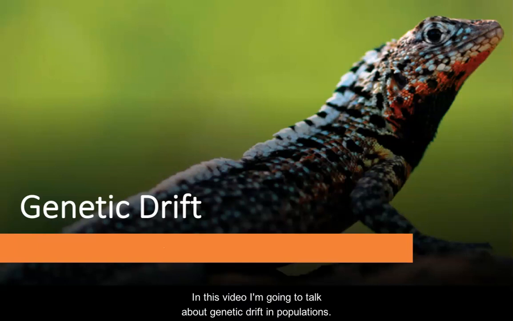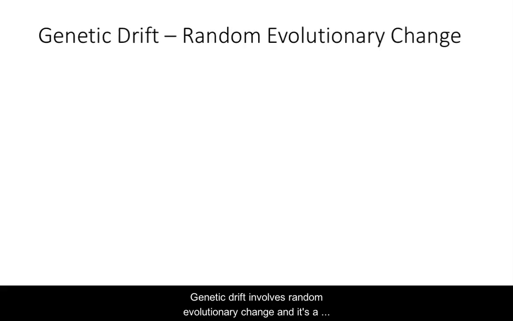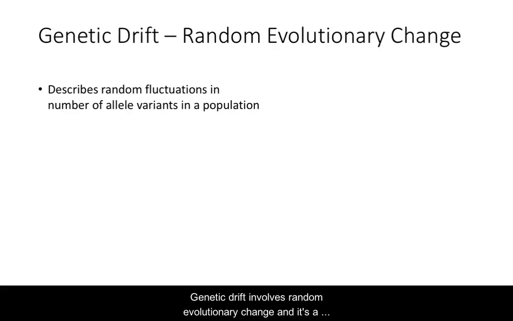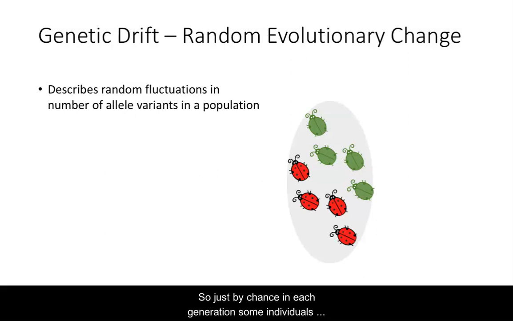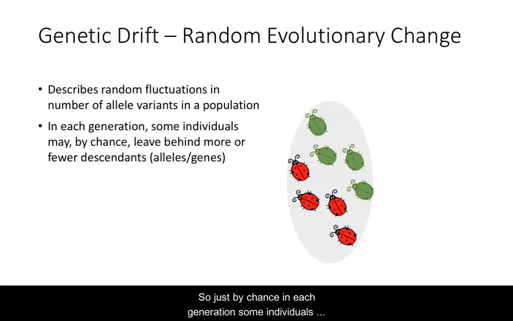In this video, I'm going to talk about genetic drift in populations. Genetic drift involves random evolutionary change, and it's a term that describes changes in the allele frequencies in a population due to random events. Just by chance, in each generation, some individuals will leave behind more or fewer offspring, by which I mean they'll leave behind more or fewer alleles or genes.